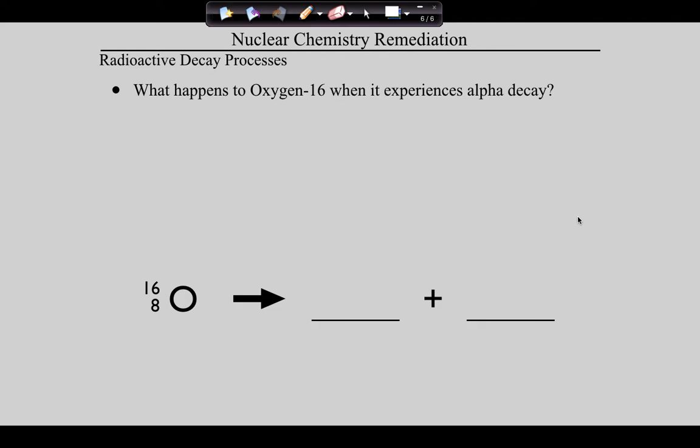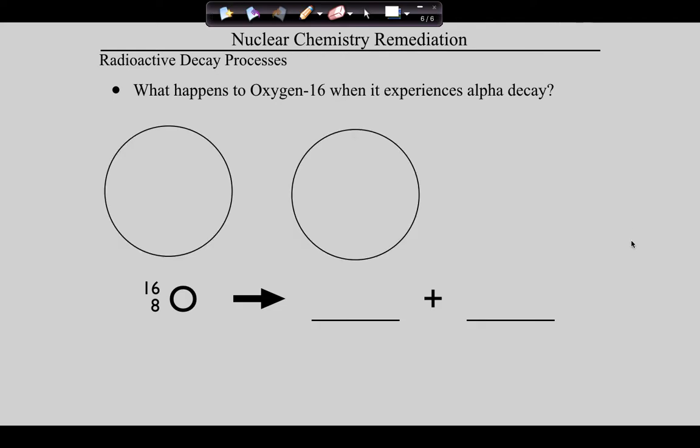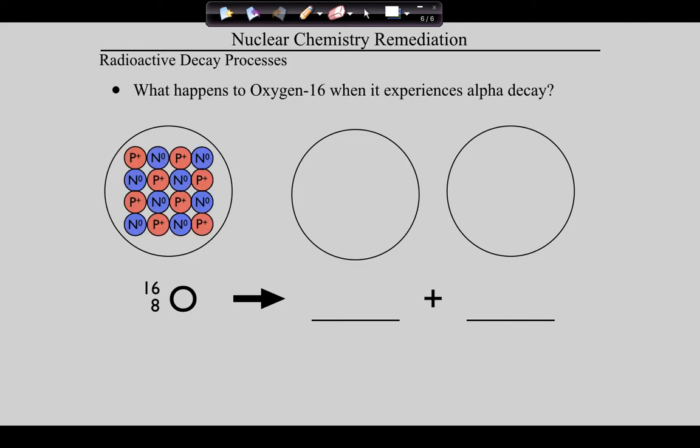To represent this, we are going to allow these circles to represent the nuclei of the atoms that are involved in this process. So first of all, let's represent the nucleus of an oxygen-16 atom. And that would look something like this. You'll notice that we've got 8 red protons. That would make this element number 8. And then we've got also 8 neutrons, and we know that's how many we should have because 16 minus 8 is 8, which tells us that we should have 8 neutrons.